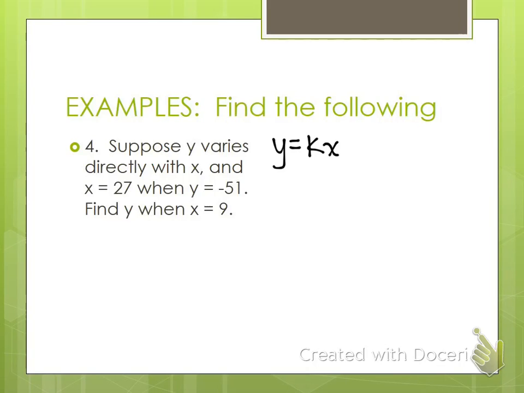Okay, so let's plug in our values. Ian, what am I plugging in for y? Just negative 51, right? Equals. Do I know k? No. But I do know x. Izzy, what is my x? 27. So remember I said we're not worrying about this bottom line yet. Don't grab this 9 down here yet. Focus on one piece at a time. In order to solve for k, Devin, what would I do?